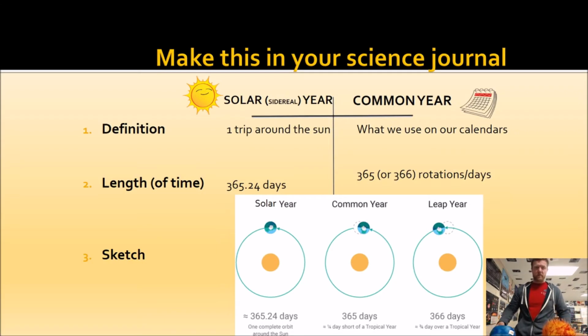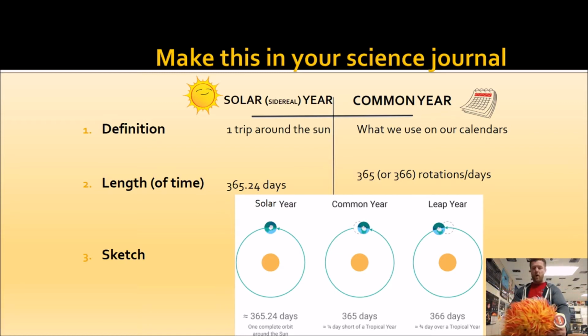To fill out our T-chart, the definition of a solar year is one exact 360-degree trip around the sun. A common year is going to be hooked up to our days. It's going to be hooked up to how many times Earth is spinning. It has nothing to do with an orbit around the sun. It's how many spins does the Earth take.